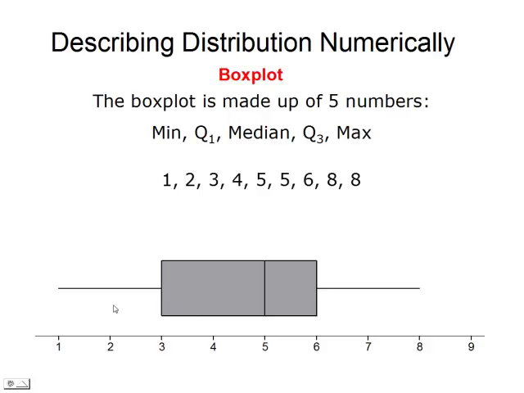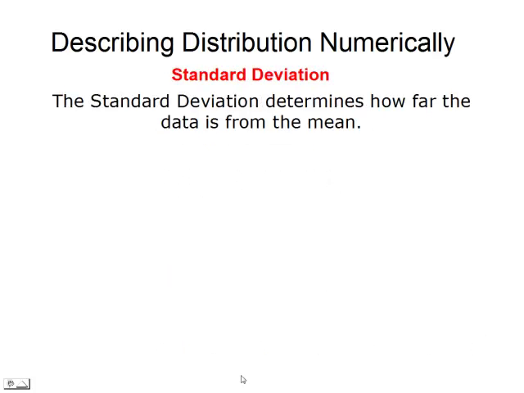Now you'll notice that the reason we would do this is because it'll tell us the 25% quartiles. So from 1 to 3 is the lower quartile, from 3 to 5 is our second quartile, 5 to 6 is our third quartile, and finally our last quartile is from 6 to 8. So this over here represents 25% of our data. This portion represents another 25% of our data, and so on.